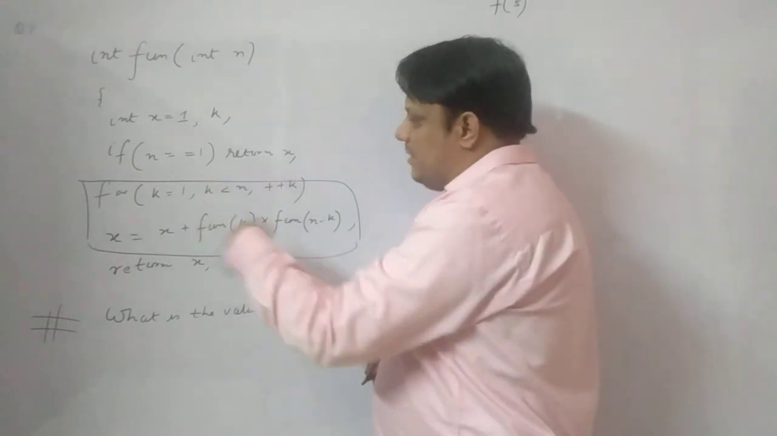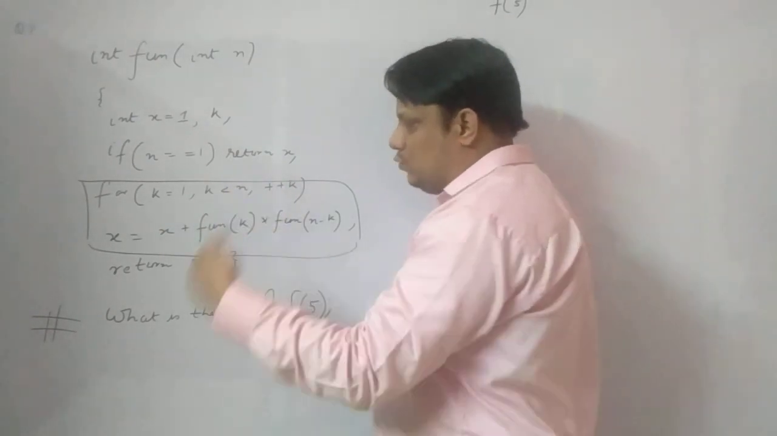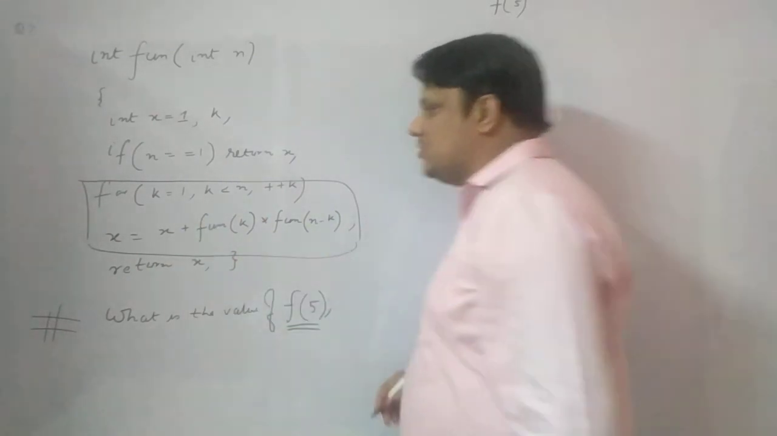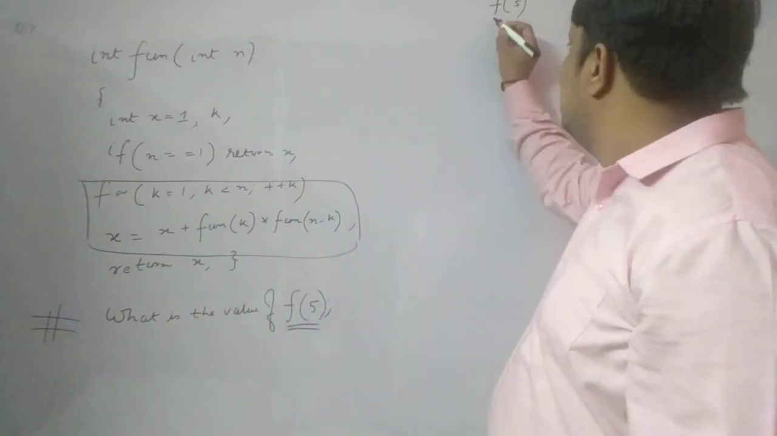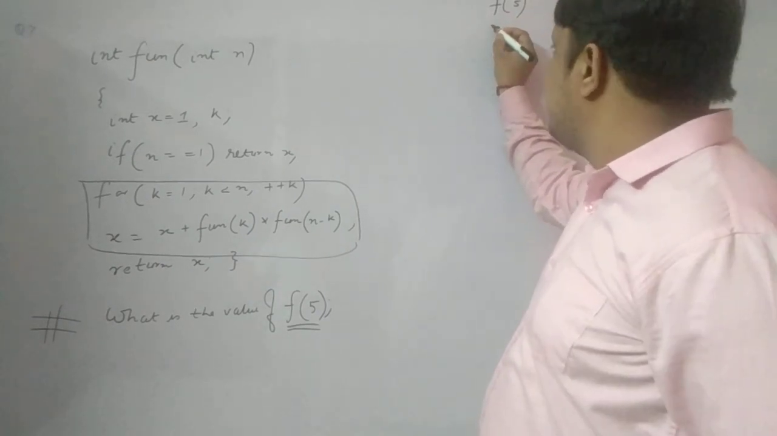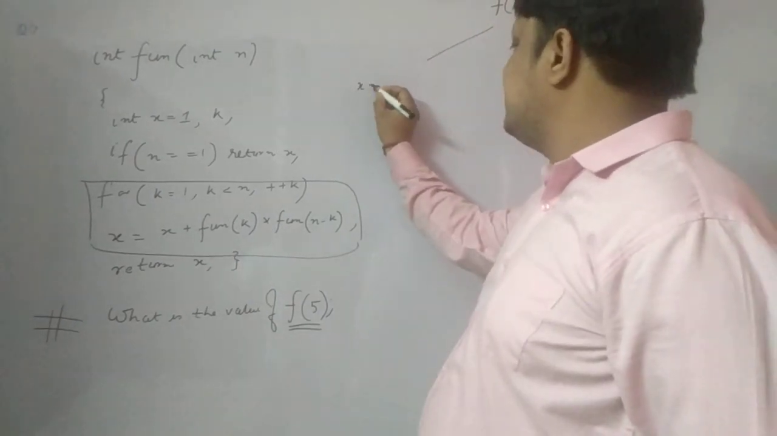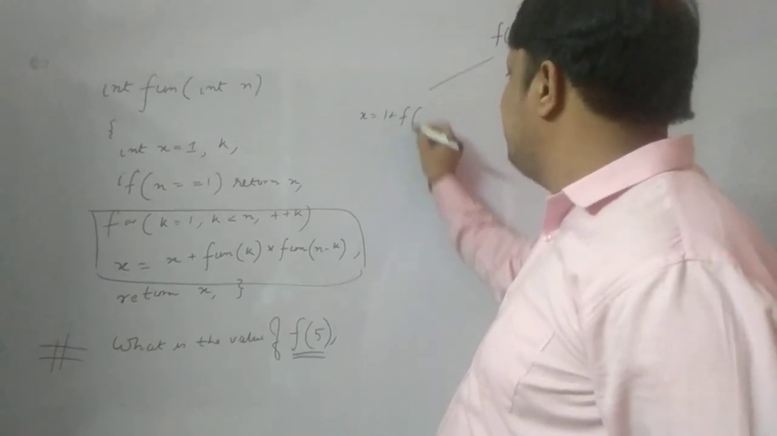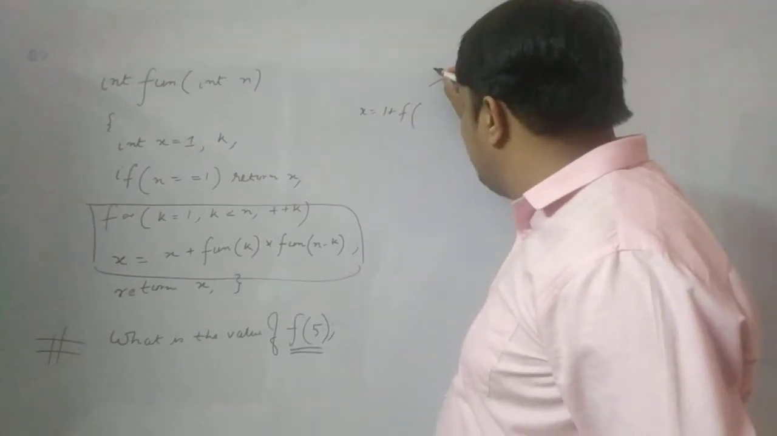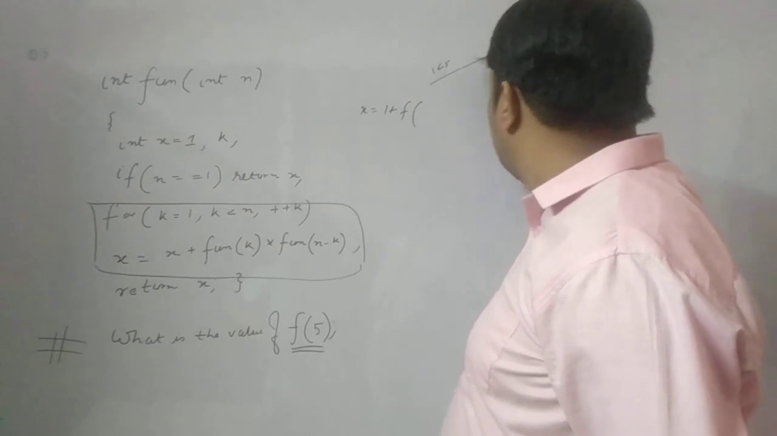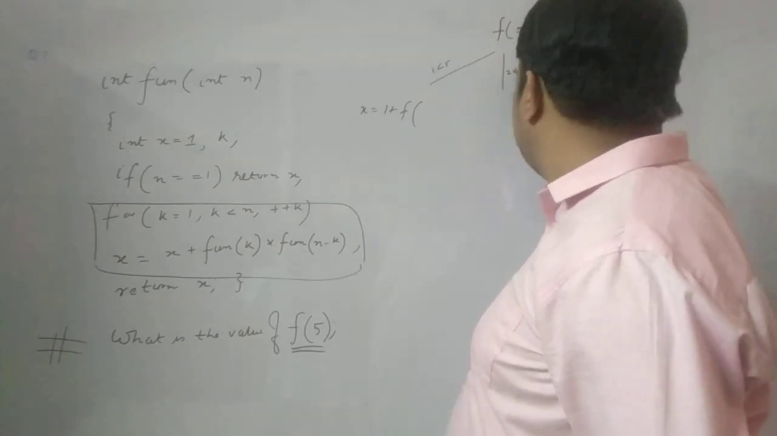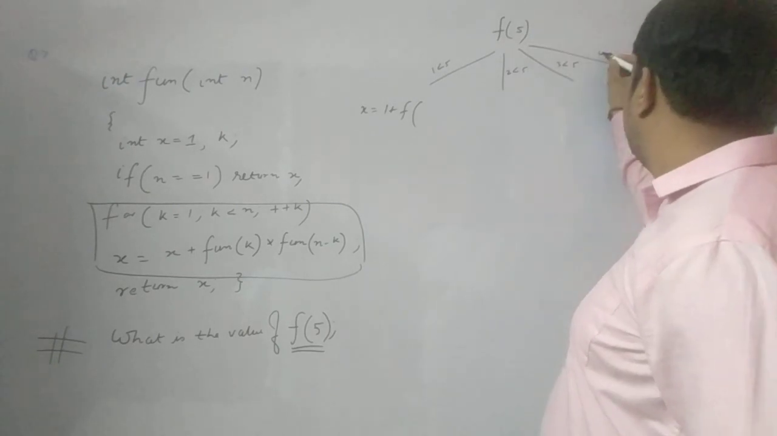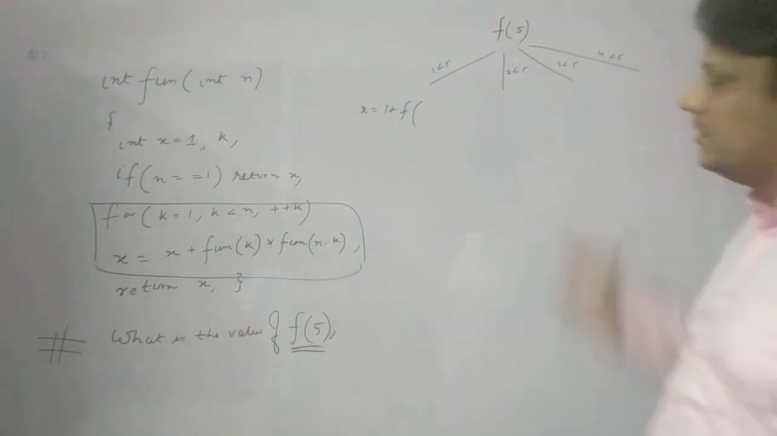So this loop continues till 1 less than 5, so 2 less than 5, 3 less than 5, 4 less than 5. We will be calling this recursive function. So now let's solve this. When n is equal to 5, the value of x initially is 1. So x is equal to 1 plus function, where the value of k is 1. I am calling this function for 1 less than 5. I have to call the same function when 2 less than 5, similarly for 3 less than 5 and then for 4 less than 5.